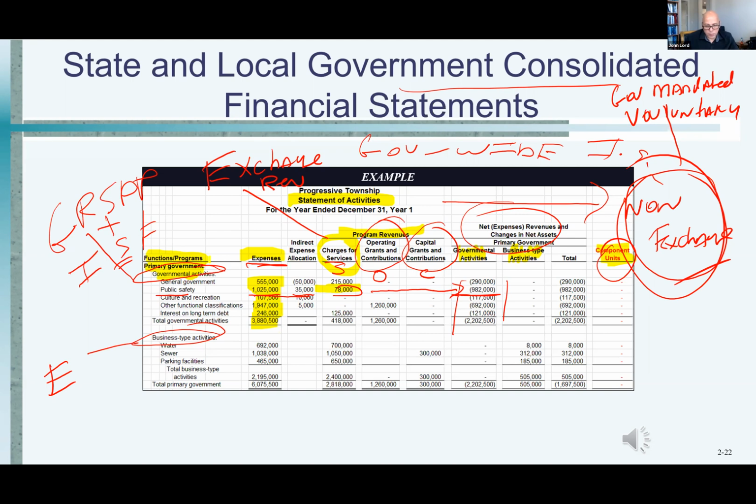Okay, programs and functions. Again, we're going to be looking at some slides here in a little while that will give us some definition on some of these things. Programs and functions are things that governments do. Okay, so government programs, general government. Let's look at the second one, public safety. Does the government keep you safe?